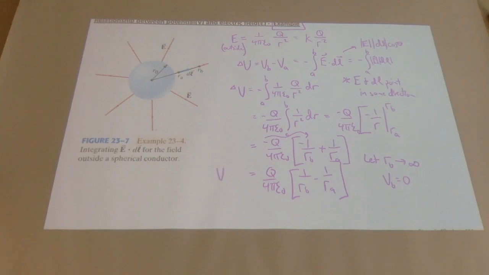So remember that on the left-hand side of this equation, I have VB minus VA, which is delta V. So VB is going to be 0, and RB is infinity, so that's 1 over infinity, so that term is going to be 0. And then I've got a negative sign on both sides, so those will cancel out. And we can say that the potential at point A, which is just some point outside the conductor, any point outside the conductor, some distance away, is equal to Q over 4 pi epsilon naught RA.